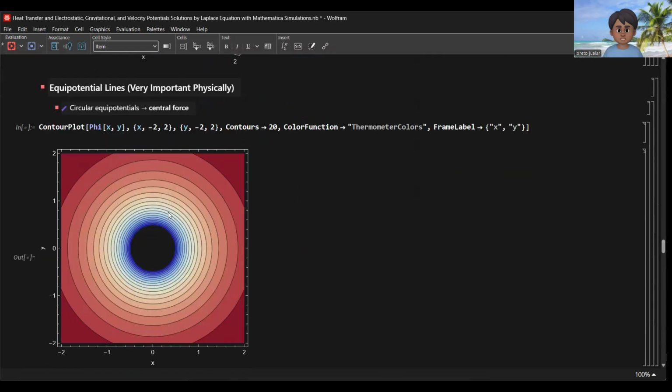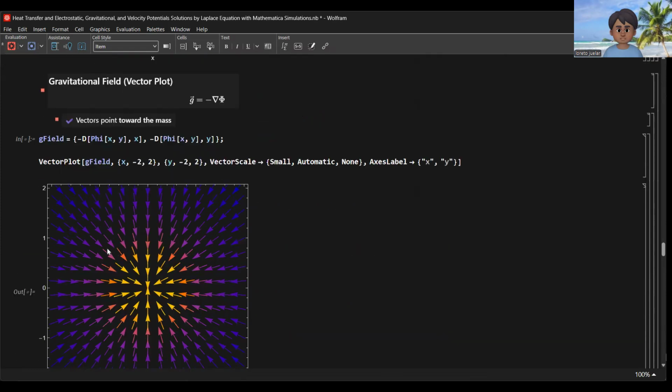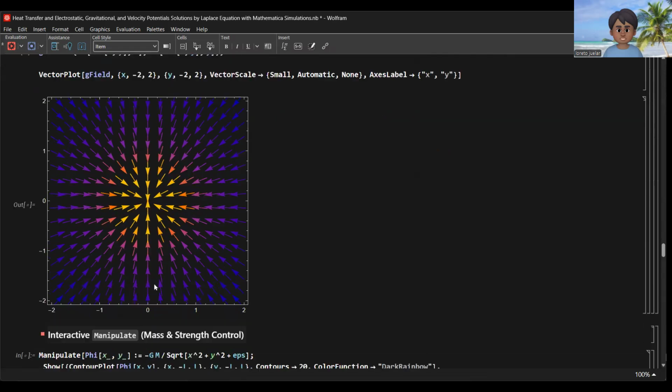Then we have the contour here. For each circle here, we have the same potential. For example, the potential at this circle is the same. So the potential here is constant, uniform. So we have the vector plot here. The gravitational field is directed towards the center here.